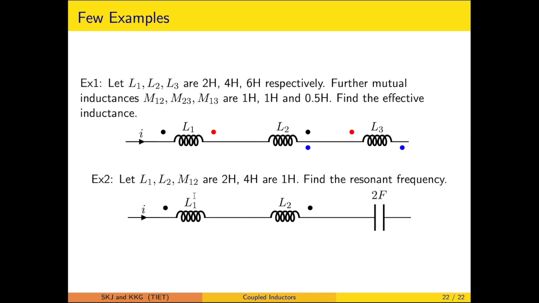In this particular example, we have to find out the resonant frequency. So first calculate the net inductance, L1 plus L2 minus 2 M12. That is giving rise to 2 plus 4 minus 2, so 4 Henry, and this 2F is in series. So the resonant frequency you can obtain as 1 upon root of LC.